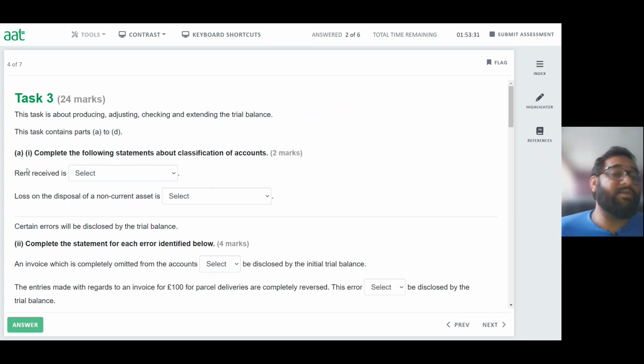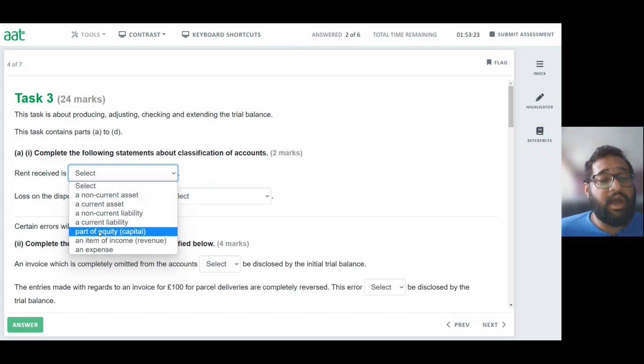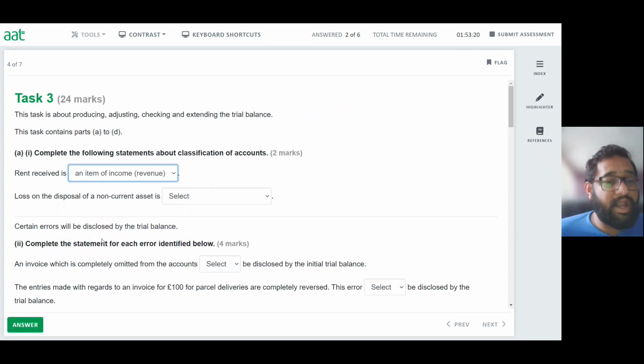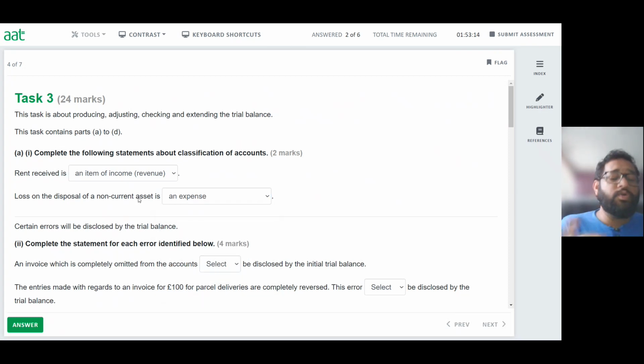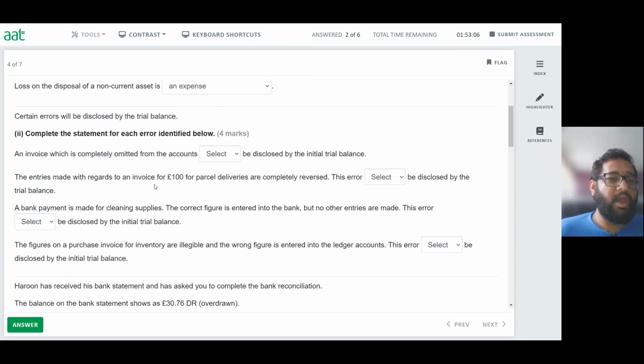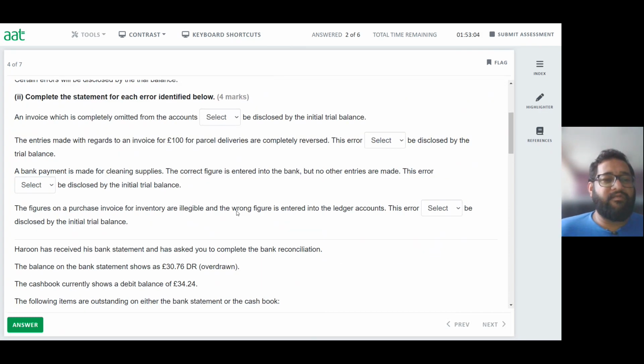So remember, when they ask you to classify the account, you need to know what type of account it is. Your debit-credit knowledge will be absolutely fine. Rent received is an item of income, money coming in there. Loss on disposal is going to be an item of expense, where you lose value. It is going to reduce my profit. Therefore, in this scenario, this is an expense. Then now we're talking about some other examples there.